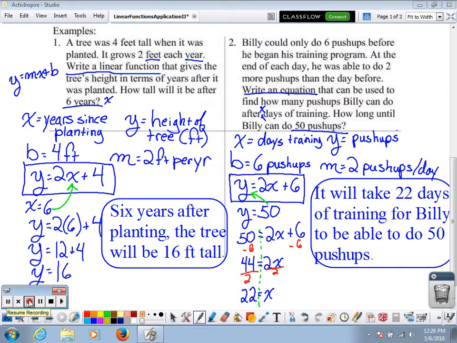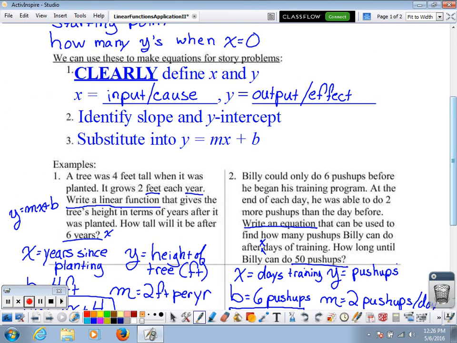Okay, so we have a question here about how we know which one's X and which one's Y. And what it comes down to is reading the story very, very carefully and thinking about which one's the cause and which one's the effect. What are you putting in and what are you getting out? Well, if you're putting in time, days of training, you're getting out more push-ups. Okay, if you're putting in time after the tree's been planted, you're getting out a taller tree. So that's what you want to think about, Ab. You want to think about which one's causing the other one to happen.